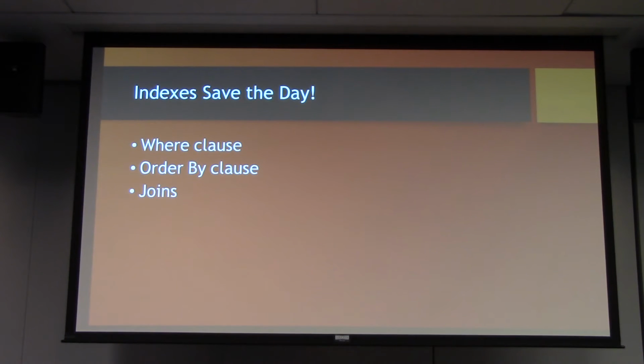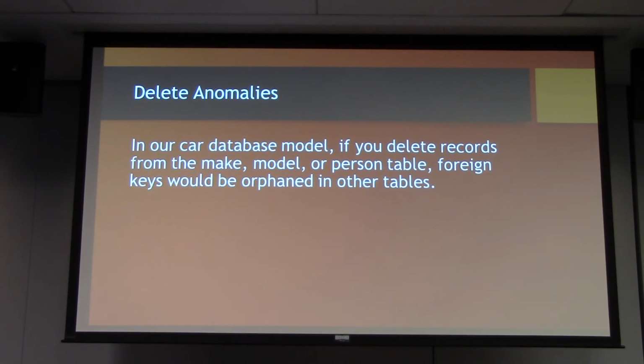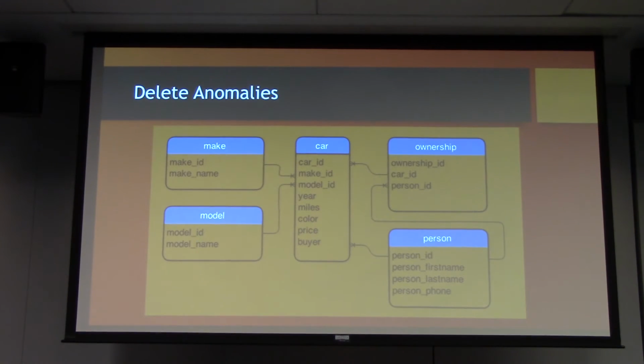So this is a step you'll always want to do once you're implementing your databases. Delete anomalies is one I hadn't talked about yet, but just shows you something else that can go wrong. If you delete a record from one of those other tables you create, you could orphan keys in your other tables. As an example, look at the person table. If we were to delete a person, where would that person's ID still exist in our database?